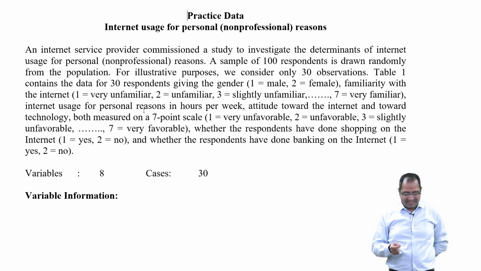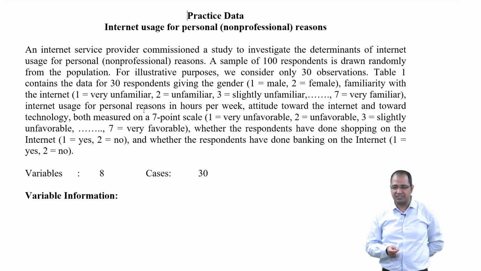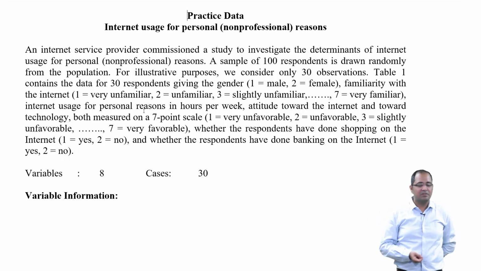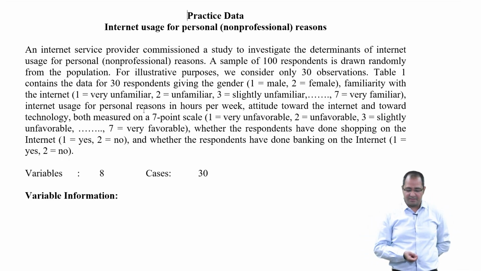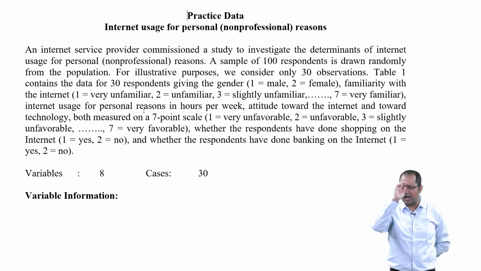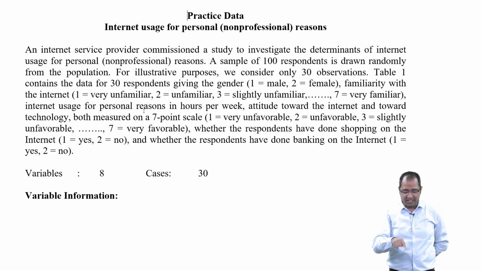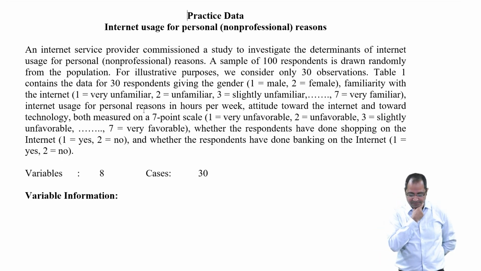Now table 1 contains the data for 30 respondents. What are the variables, can you tell me, that are written here? How many respondents are there? How many variables are there? 8. Just read how many variables are there.